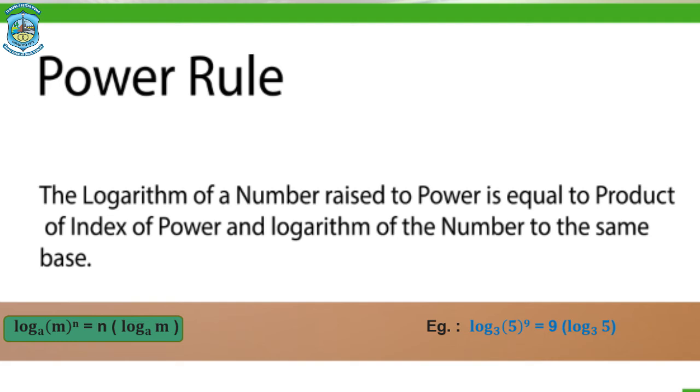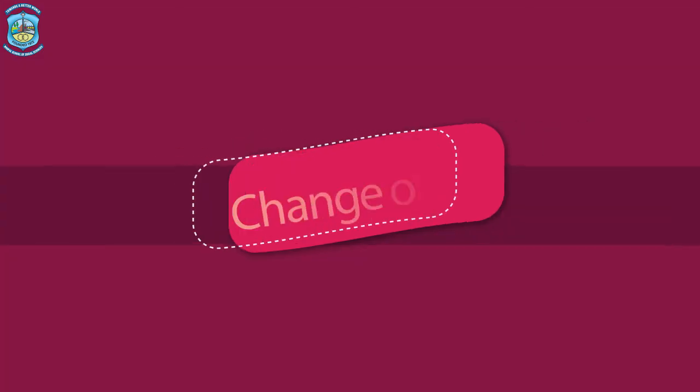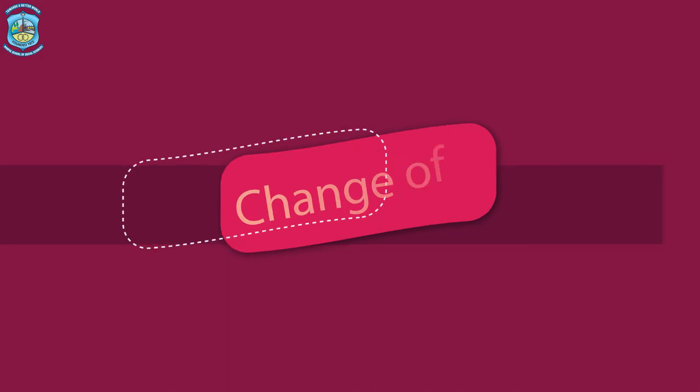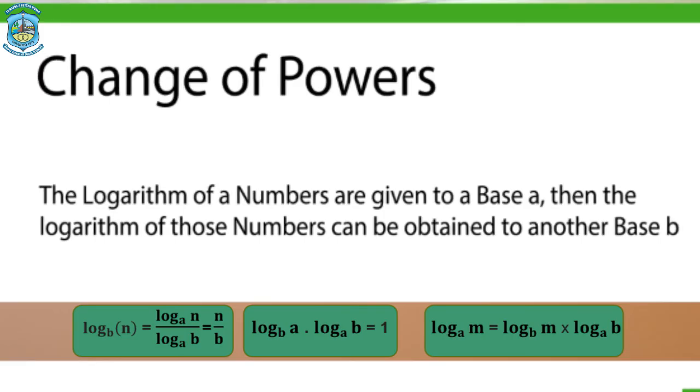For example, we have log of 5 raised to power 9 to the base 3, it is equal to 9 times log of 5 to the base 3. Next, we have the change of base law. It says that if the logarithm of a number is given to the base a, then the logarithm of those numbers can be obtained in terms of another base.